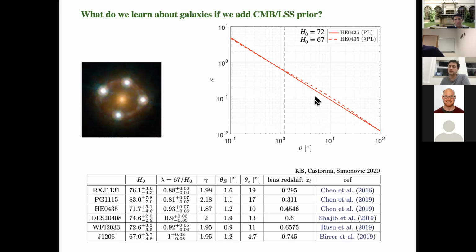And you can ask, what do I need to do to this galaxy in order to put H0 to be consistent with the CMB that I take here to be 67 kilometers per second per megaparsec? And the answer is the dashed line, for example. Okay, you don't need to do a lot. You can have a very small modification.